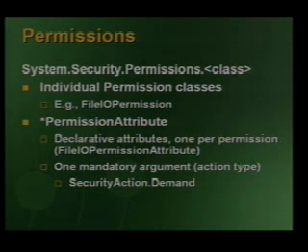If you look at the declarative attributes, there's one per permission, and there's one mandatory argument, which is the type of demand you're doing. Then you'll find optional properties that you set based on the type of security demand you want. So that's probably the first place you want to go look.